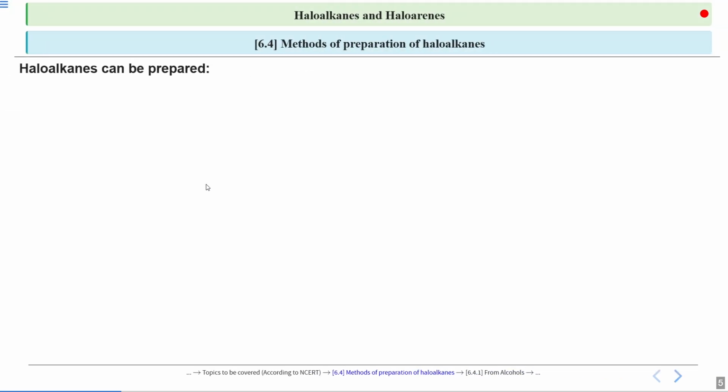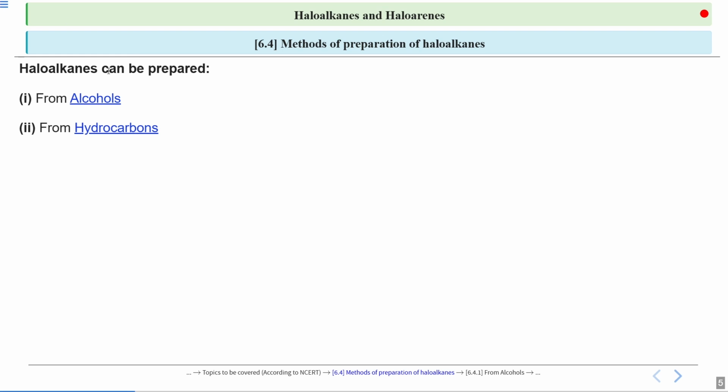So let's begin the topic 6.4, methods of preparation of haloalkanes. Haloalkanes, as you all know, means halogen is connected to an alkane group or alkyl group. You can also call them alkyl halides. So haloalkanes can be prepared firstly from alcohols. Alcohols, you know, are ROH, where OH is a hydroxyl group, the representation for an alcohol, and R is an alkyl group.